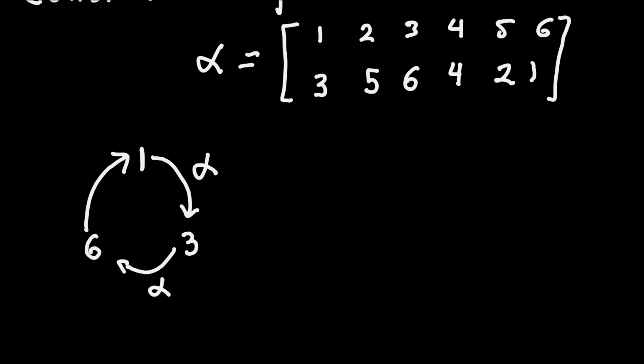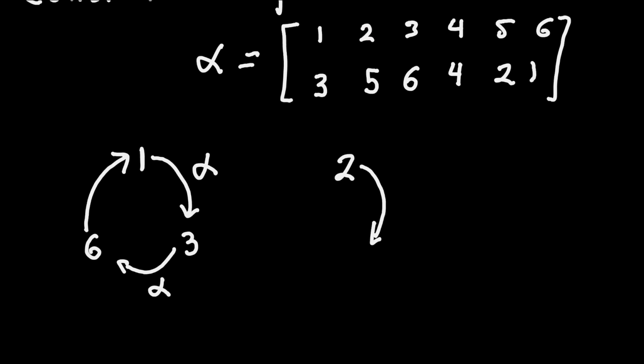So this graphical representation is telling me that alpha of 1 is 3, alpha of 3 is 6, and alpha of 6 is 1. So I have the numbers 1, 3, and 6 here. We can keep doing this same exact algorithm until we cover all the numbers from 1 through 6. We already covered numbers 1, 3, and 6, so let's go to the number 2. Let's see what happens with 2 under alpha. Alpha of 2 is going to be 5.